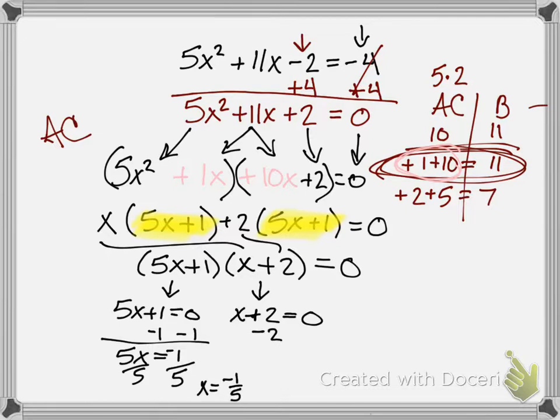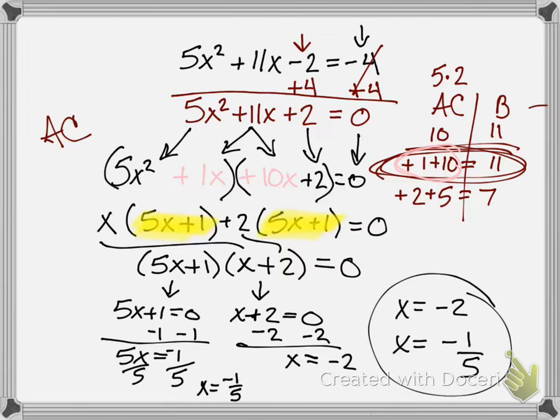Now I'm going to do the same thing with my second equation. And by doing that, I get my two final answers. We would have x equals negative 2 and x equals a negative 1/5. So this is how you would solve using factoring. You're factoring just like we normally do. The last step, that step 3, is the new one. Set each factor equal to 0 and solve, which is what I did right here.